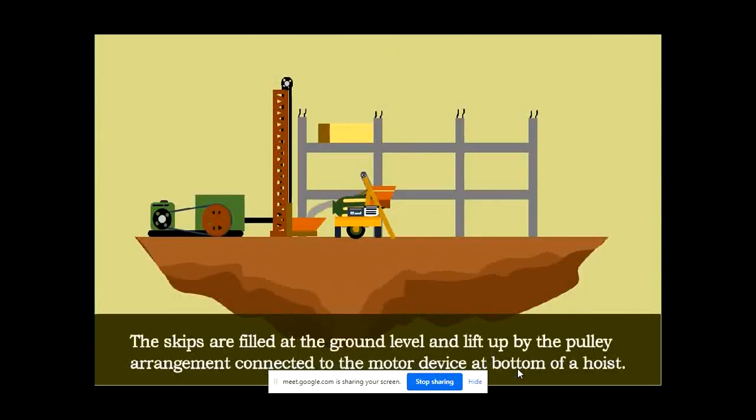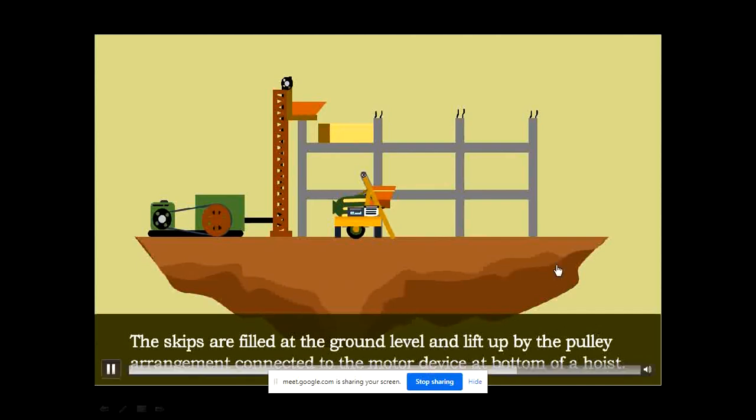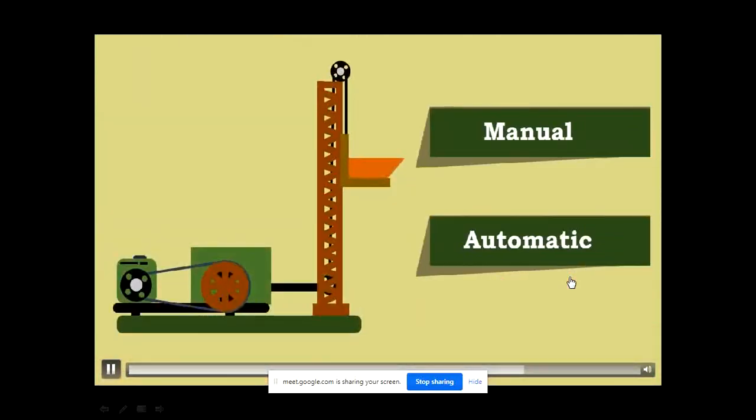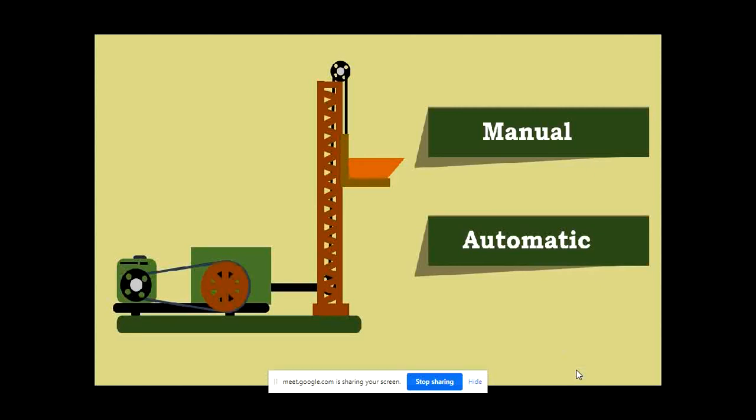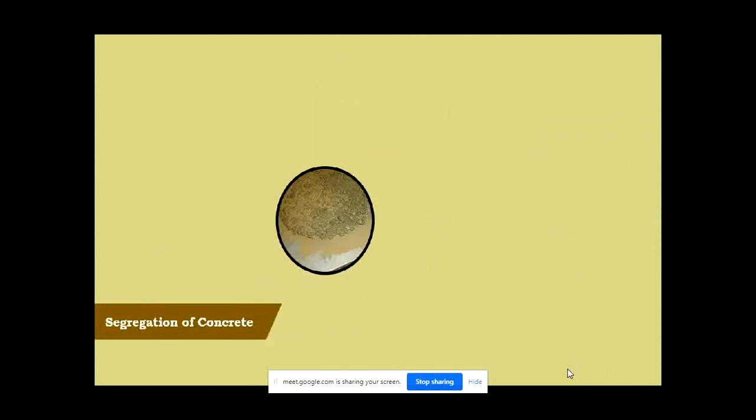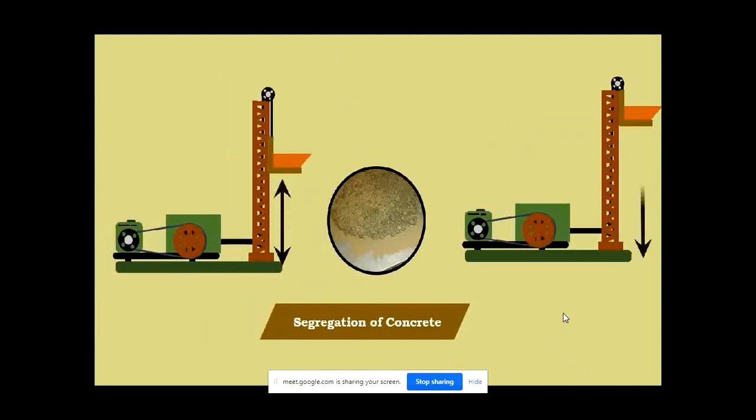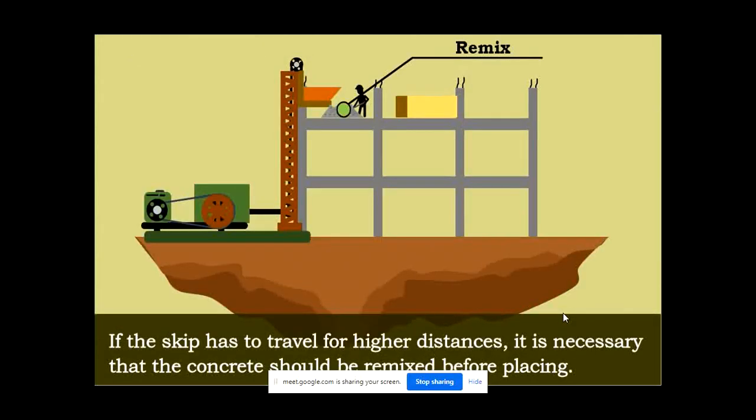The skips are filled at the ground level and lifted up by the pulley arrangement connected to the motor device at the bottom of a hoist. After reaching a certain height, the concrete is placed by automatic arrangement or by manual operations. The occurrence of segregation of concrete depends upon the extent of travel and rolling over the rails. If the skip has to travel for higher distances, it is necessary that the concrete should be remixed before placing.